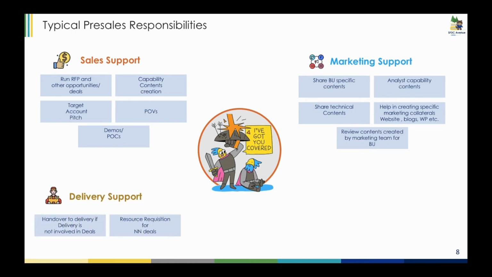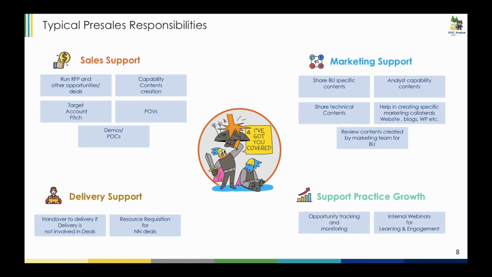The third thing would be delivery support. In many organizations, I have seen the delivery is not involved in early phases of RFP. In such cases, we need to give them a proper handover whenever we win any deal. And in case it's a net new logo, where we don't have any account team, we might need to raise a resource requisition also. And finally, we also need to support the growth of the practice we are a part of.